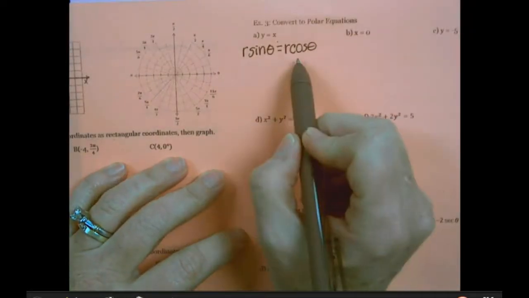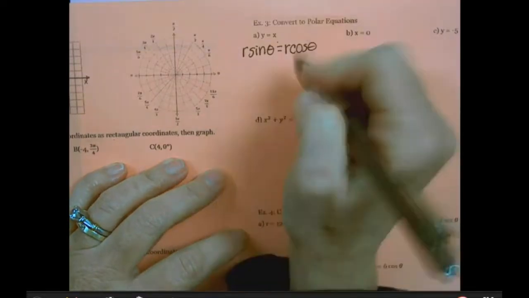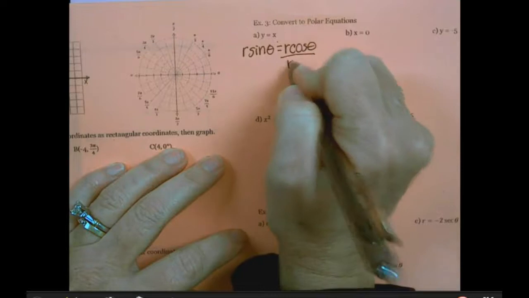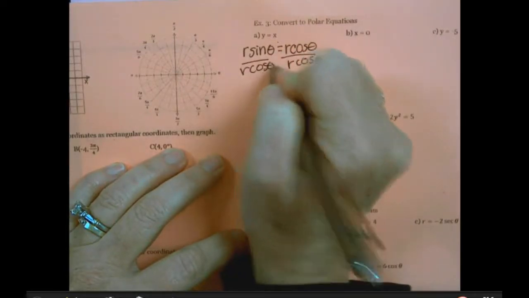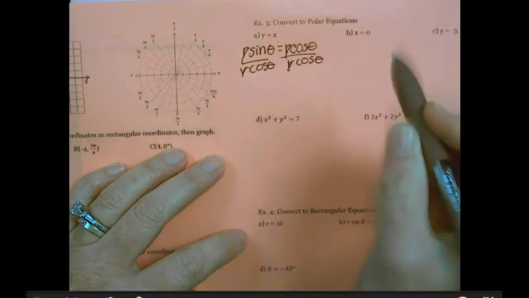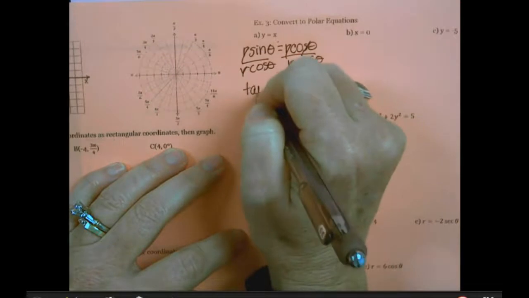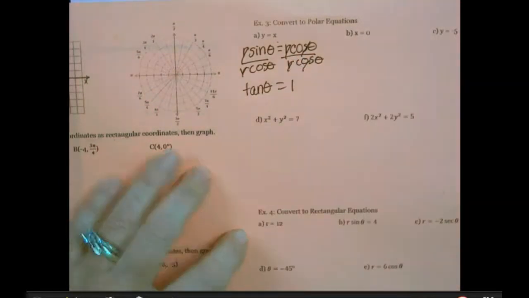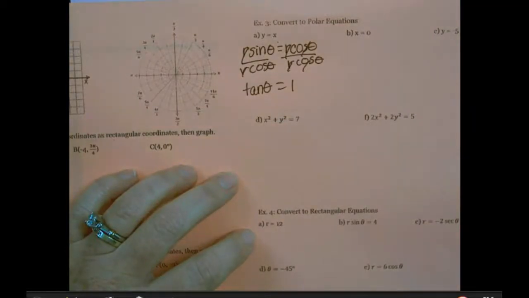Okay, so what happens to my r's? They cancel out. So if I divide by r cosine theta and r cosine theta, the r's cancel. The cosine cancels on this side, so I have 1. So I have the sine of theta over the cosine of theta, which is actually the tangent.